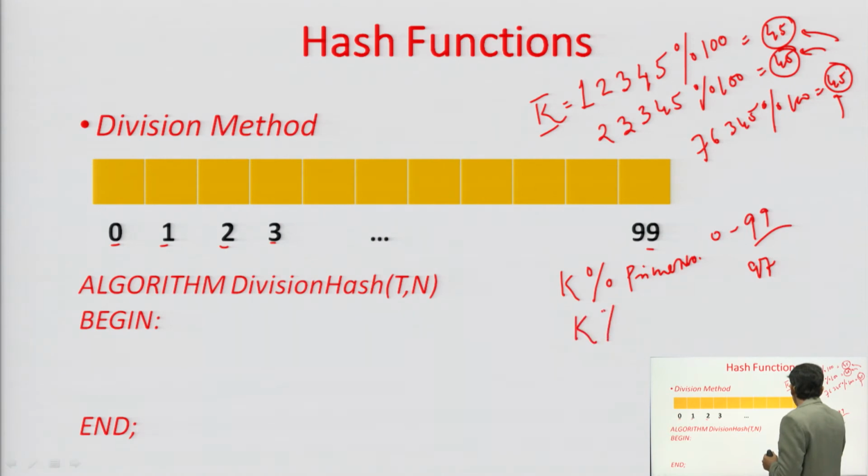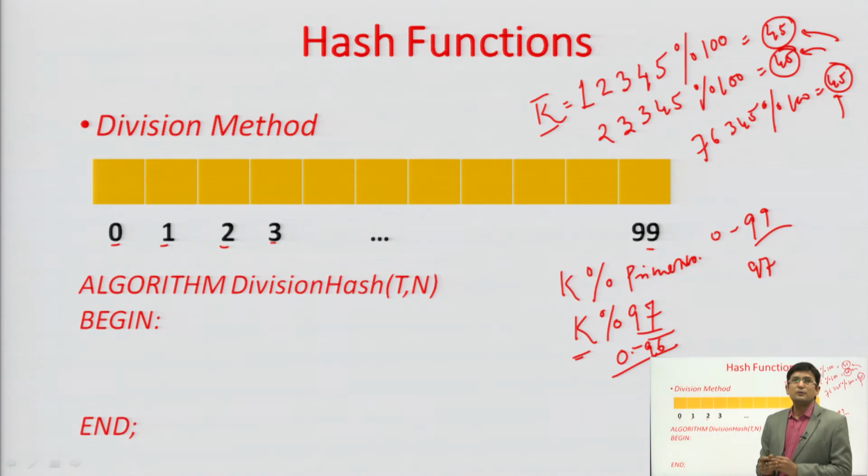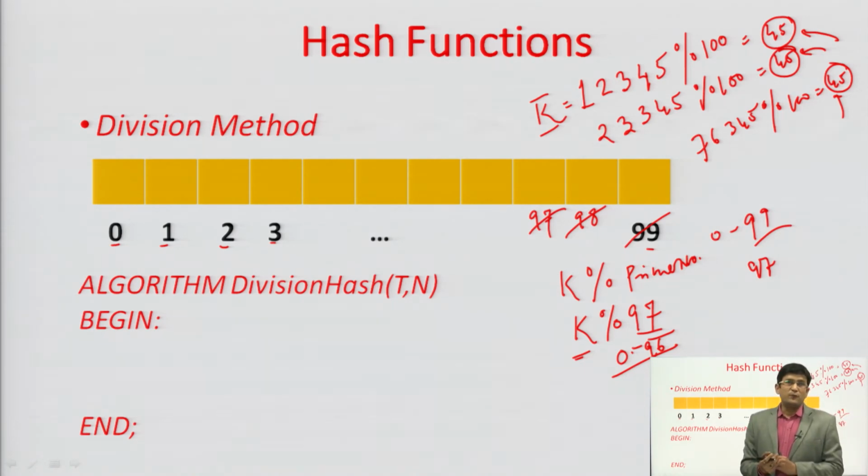If you take the modulus of key with this 97, then the locations that you will get will be from 0 to 96. Yes, there will be some wastage, the location numbers 97, 98 and 99 will actually get wasted. We can compromise with this much wastage, but we cannot compromise with the collisions. So, this is actually a good method by which you can find out the location of a number.